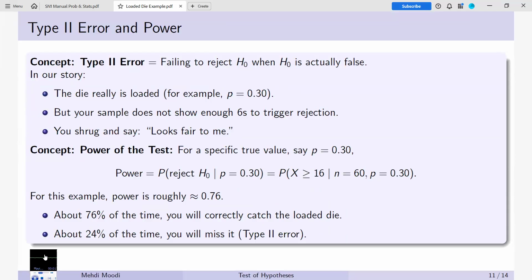Type 2 error is the opposite mistake. You say, everything looks fair, even though the die really is biased. Power is the probability you catch a cheating die when it is cheating. In this story, about 76% of loaded dice with p equal 0.3 would be caught by this test.